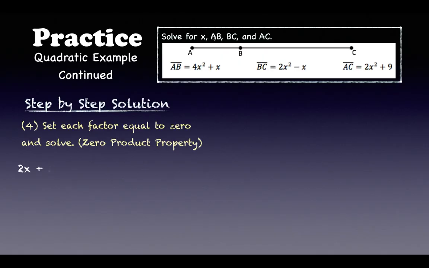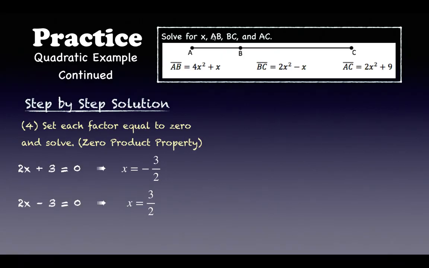We will now take each factor and set it equal to 0. This is known as the zero product property. So 2x plus 3 equals 0 will give us the solution x equals negative 3/2, and 2x minus 3 equals 0 will give us the solution x equals positive 3/2.